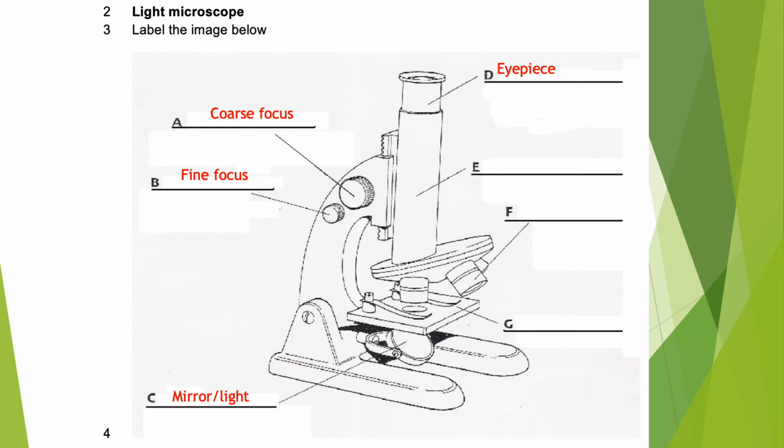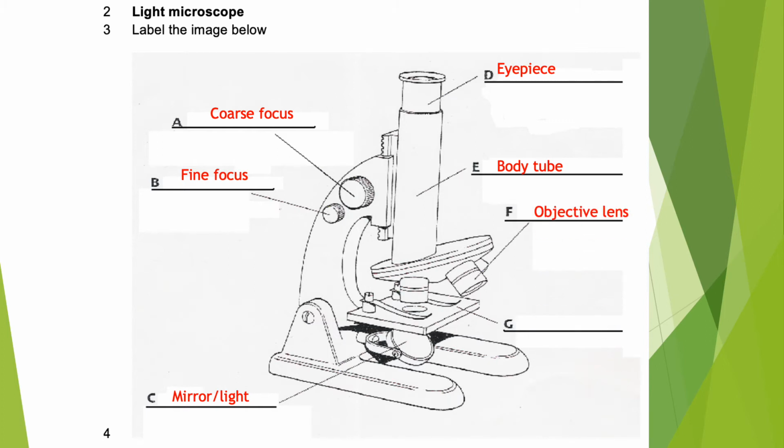All right, part E is called the body tube. Now, the body tube has been made smaller in recent years, and that's just because we have much better information about how lenses work. So you won't find a very large body tube like this on modern light microscopes, but it is good to know.